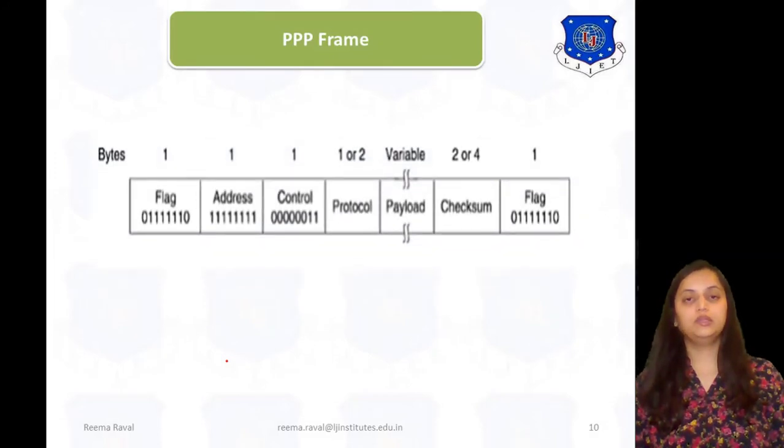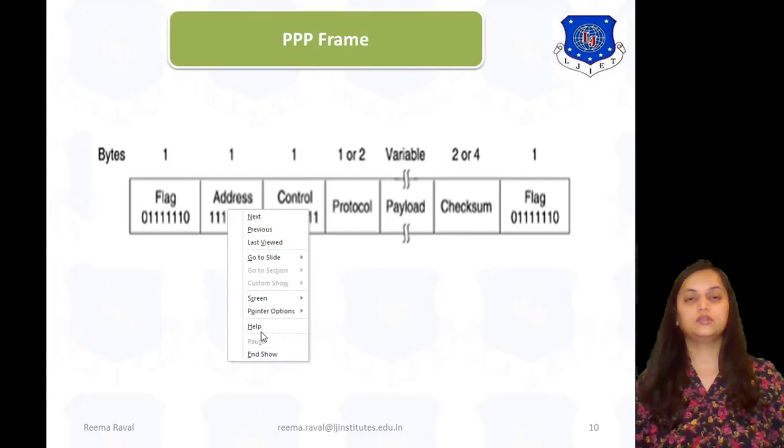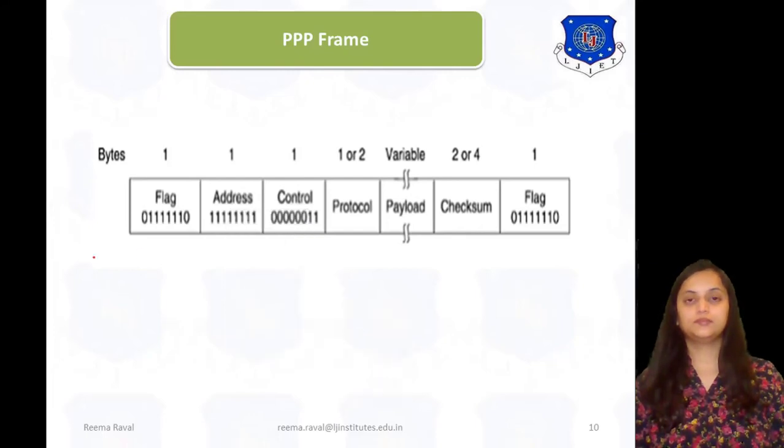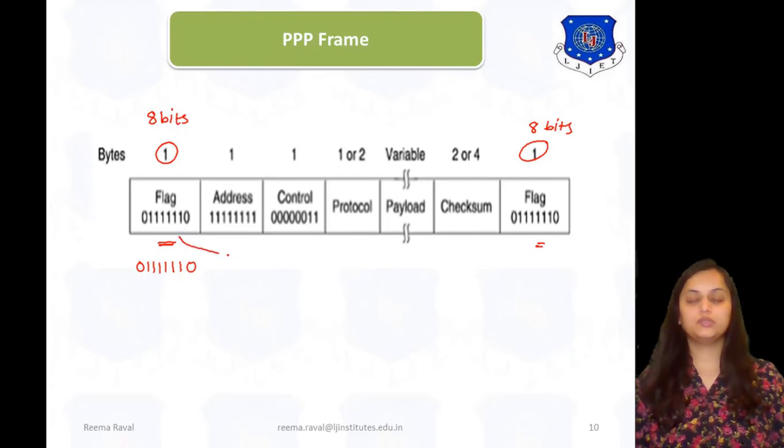Let us see the PPP frame, that is the Point-to-Point Protocol frame structure. In this, as you can see, there are 7 fields. The first field is the flag field, which is of 1 byte, that means you can say 8 bits. And similarly, the last field is also a flag byte of 1 byte, or else you can say 8 bits. Both have the same flag bit pattern, that is 0, 6 times 1 and then 0, right? So both are equal, which indicates the starting and ending of the frame.